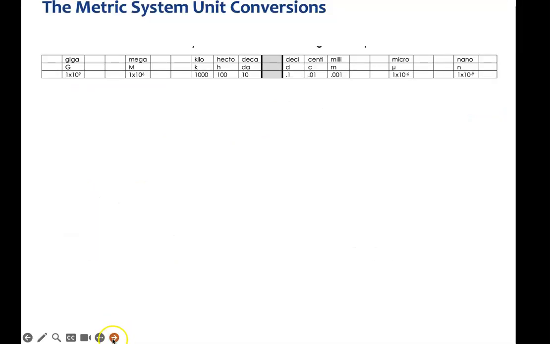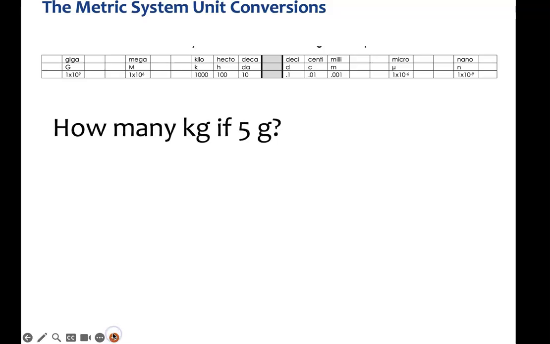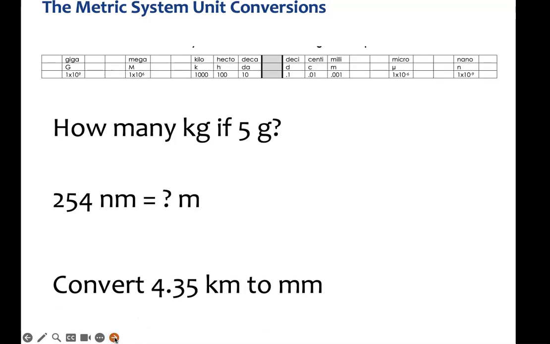All right, so let's start with some metric conversions. And you do have a lot of this on your reference sheet. So if we were going to convert kilograms, how many kilograms if something weighs 5 grams? So of course my base units are right in here. And so I'm going to go 1, 2, 3. So there we go. And we're also going to convert 254 nanometers to meters and 435 kilometers to millimeters.